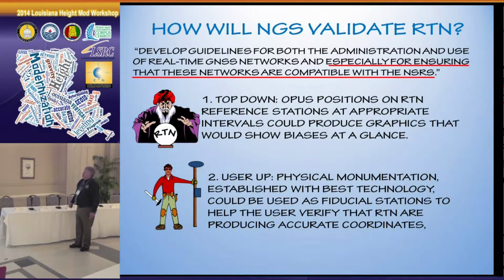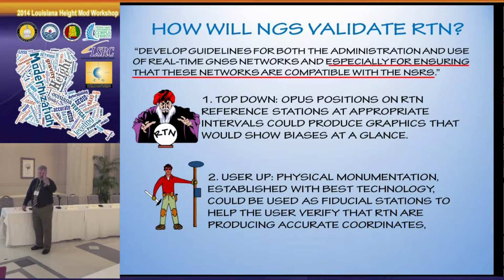What we really need is some validation points within the network that we can go out and plunk our rover on, use the network, and see how it compares to what we consider truth. We can do a lot of stuff with the network itself to see if it aligns to the National Spatial Reference System, but all that's no good if you can't go out and get an accurate point in the field.